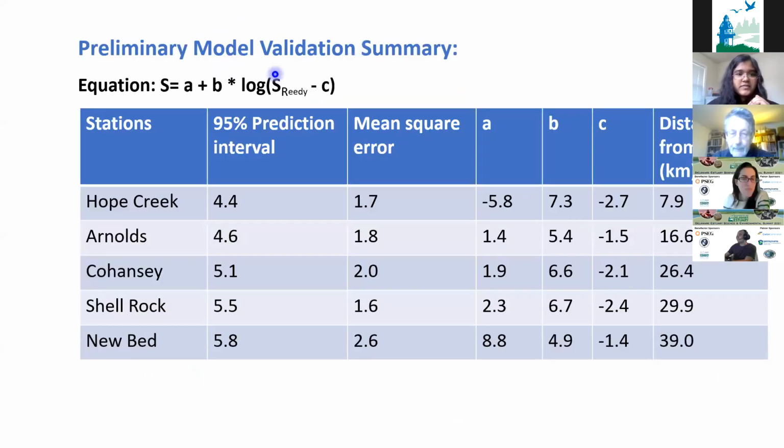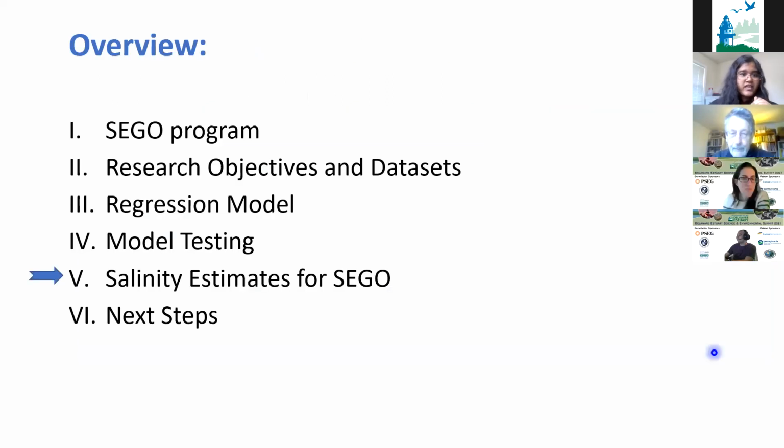So here is the preliminary model validation summary. Here is the equation and the name of stations, 95% prediction interval, mean square error, the values of A, B, and C, and distance from Reedy. Here we can see that from Hope Creek to Shell Rock, I am within my goal of predicting the salinity history with an accuracy of plus or minus 2 PSU. But for New Bed, the mean square error is 2.6, which is fair because it is the farthest away from Reedy, 39 kilometers to be precise.